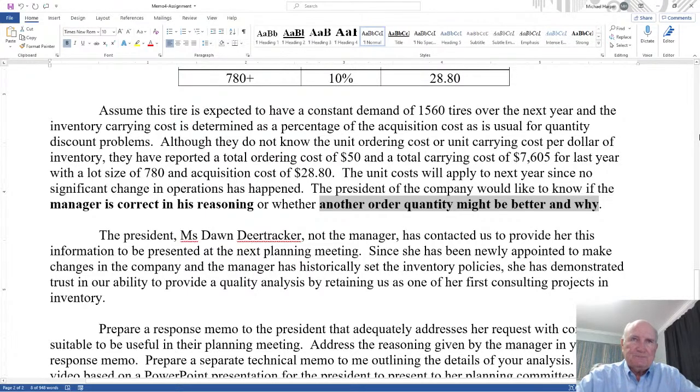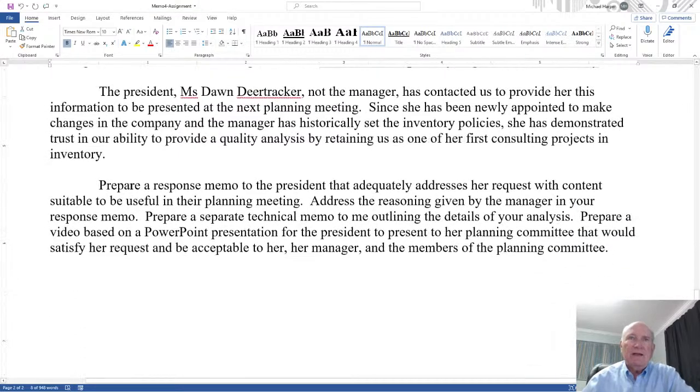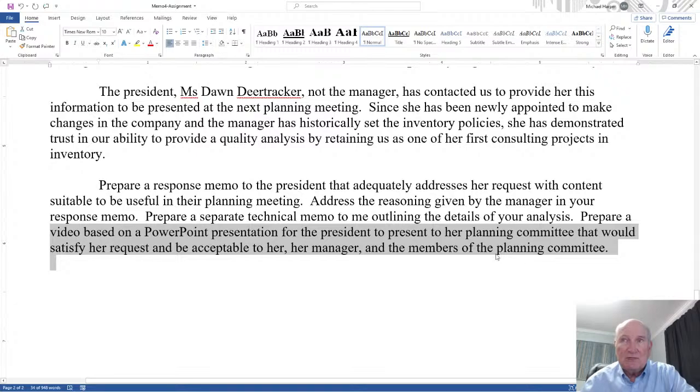And finally, prepare a response memo to the president that adequately addresses her request with content suitable to be useful in the next planning meeting. Address the reasoning given by the manager in your response memo. Prepare a separate technical memo to me outlining the details of your analysis. Prepare a video based on a PowerPoint presentation for the president to present to her planning committee that would satisfy her request and be acceptable to her manager and the members of the planning committee.